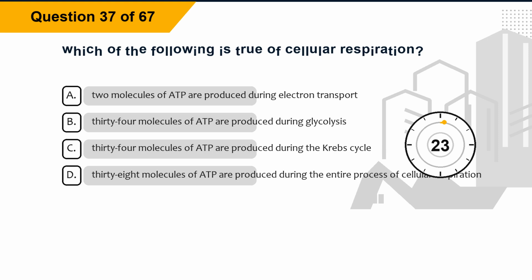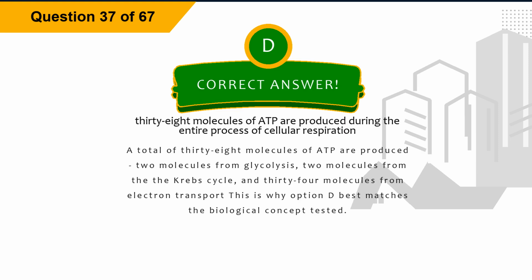Question 37. Which of the following is true of cellular respiration? Option A, 2 molecules of ATP are produced during electron transport. Option B, 34 molecules of ATP are produced during glycolysis. Option C, 34 molecules of ATP are produced during the Krebs cycle. Option D, 38 molecules of ATP are produced during the entire process of cellular respiration. The correct answer is option D, 38 molecules of ATP are produced during the entire process of cellular respiration.